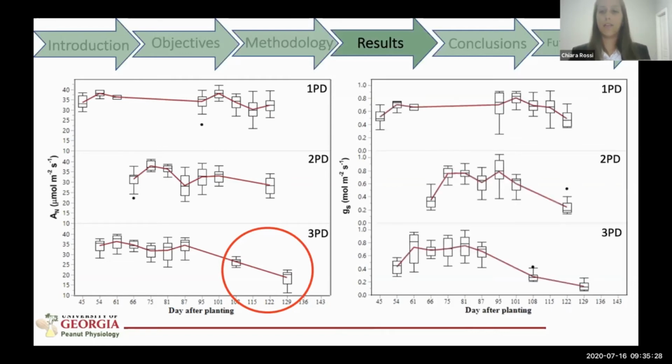Also in this case, the variability is higher in the second and third planting date. And again, we can see a decrease in stomatal conductance values at the end of the third planting date. And this is because, as I mentioned at the beginning, stomatal conductance is highly correlated with net photosynthesis. So both graphs follow the same trend.